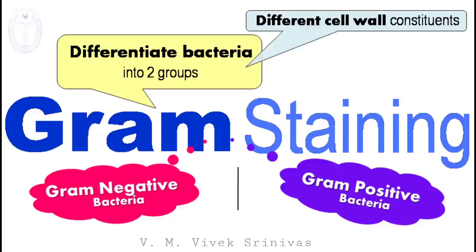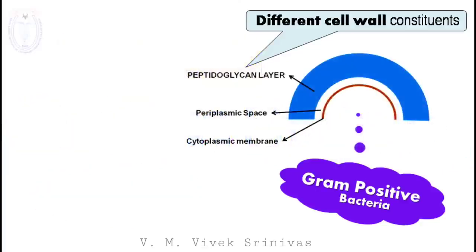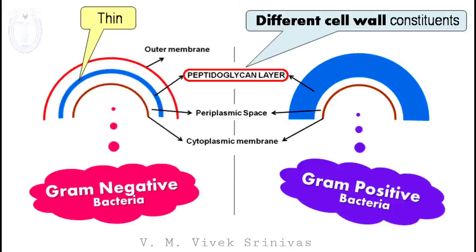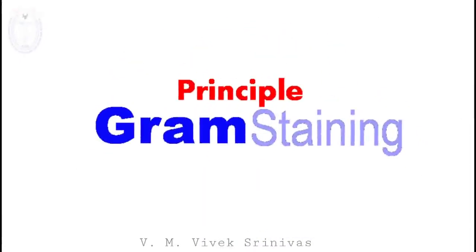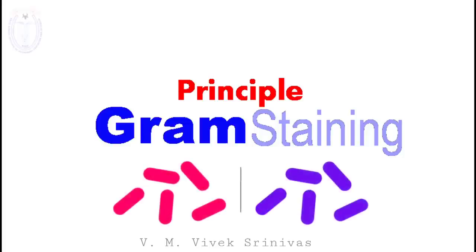These two groups are different in their cell wall constituents. The gram-positive bacteria have a thick peptidoglycan layer, but the gram-negative bacteria have a thin peptidoglycan layer. In addition, they have another layer, the outer membrane, which is rich in lipid content. Coming to the principle behind the Gram staining technique, this technique differentiates the bacteria based on their coloring property.